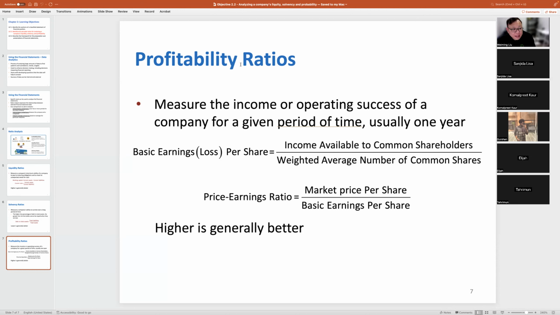You couldn't find 2.2. I will find it for you after, okay? After I finish this, I will find it for you.